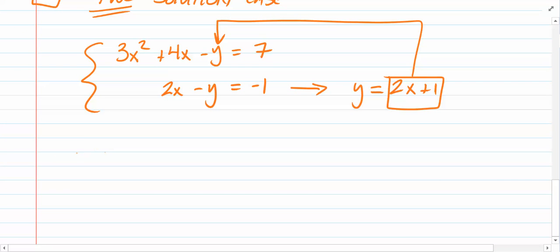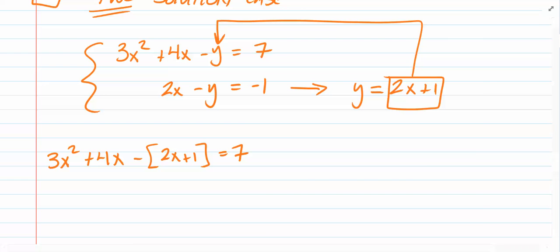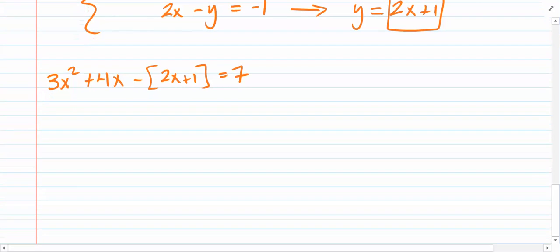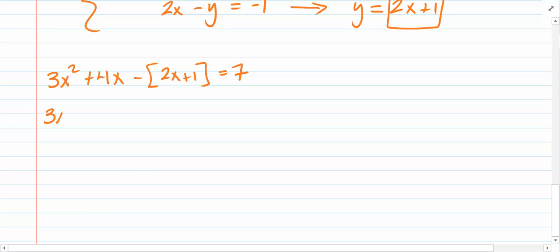When I rewrite my first equation, I get this: 3x squared plus 4x minus, in brackets, 2x plus 1 equals 7. It's very important that we put that part in brackets because I do not want you guys to not distribute that minus sign. Okay? Everybody cool with what I've done so far? Okay, I'm going to move this up so I have some more room to work with. So that means I'm going to have this. We're going to do 3x squared plus 4x minus 2x minus 1 equals 7.